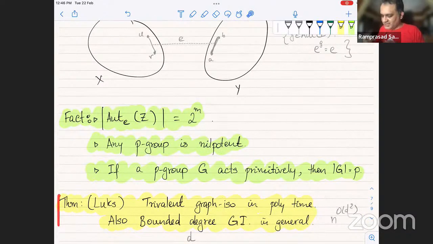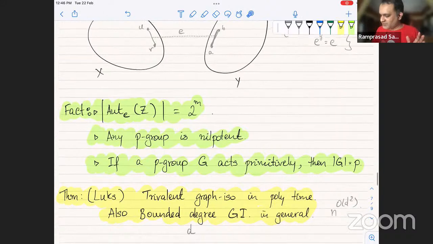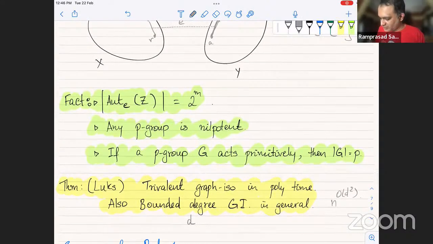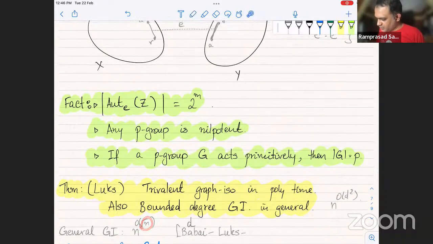And this was used as a stepping stone to actually come up with an algorithm for the graph isomorphism problem for general graphs, which is better than the brute force n factorial time. So Babai and Luks came up with an algorithm for general GI that ran in time something like n power root n. Actually, Babai and Luks came up with an algorithm which looked like n power 2/3, but it was improved to n power half by Zemlyachenko. And if you're interested in it, all this is there in the notes from the previous time.